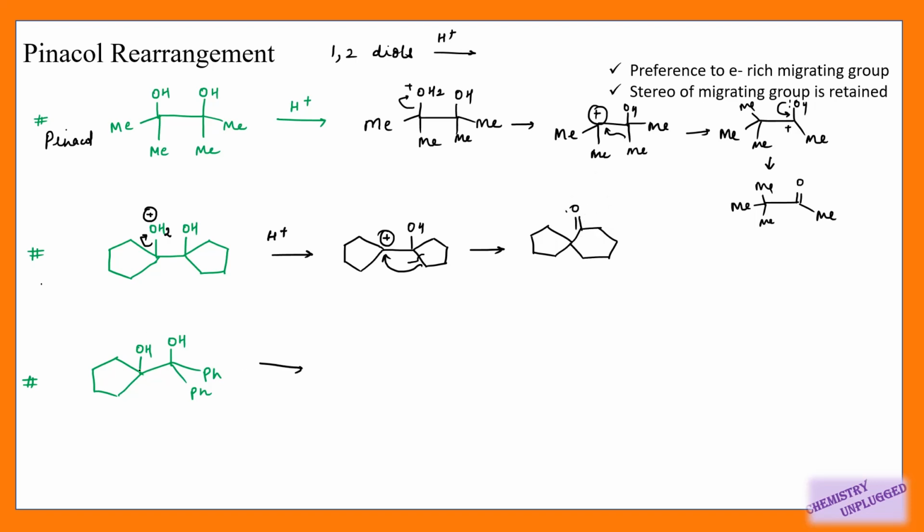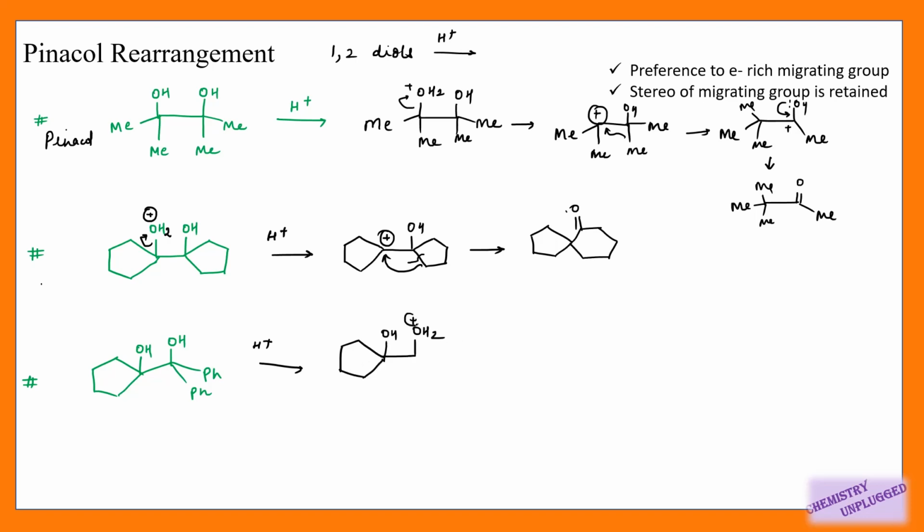In the next case we have different types of groups attached on these two OH. So we have to decide which cation formed after removal of H2O will be more stable. If I remove H2O from this carbon, then I will get a tertiary carbocation, and if I remove OH from this carbon, then I will get a positive charge which is also a tertiary carbocation, but this time it is stabilized by 2 phenyl rings. So this will be more stable in nature.